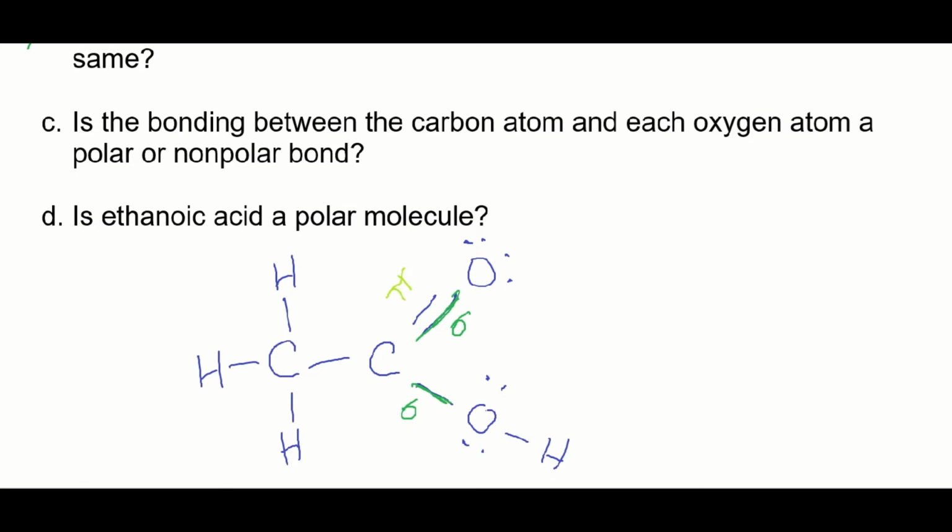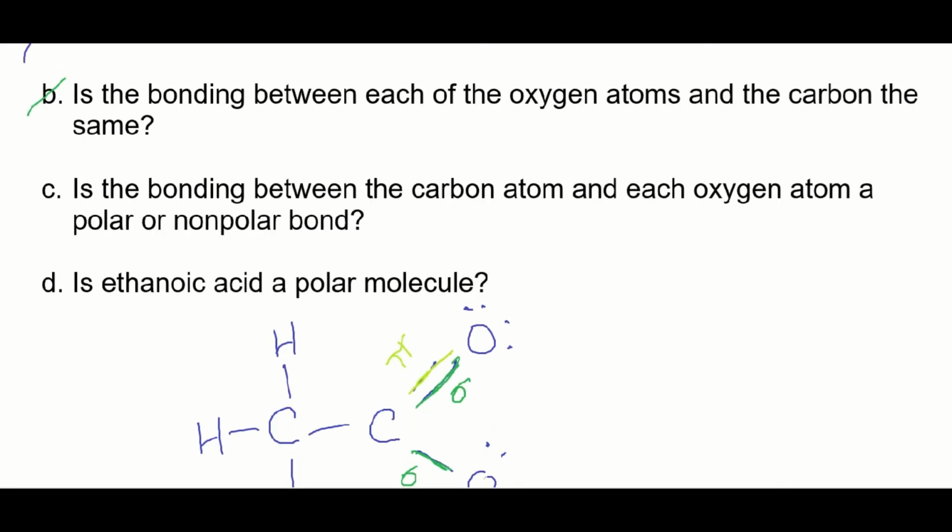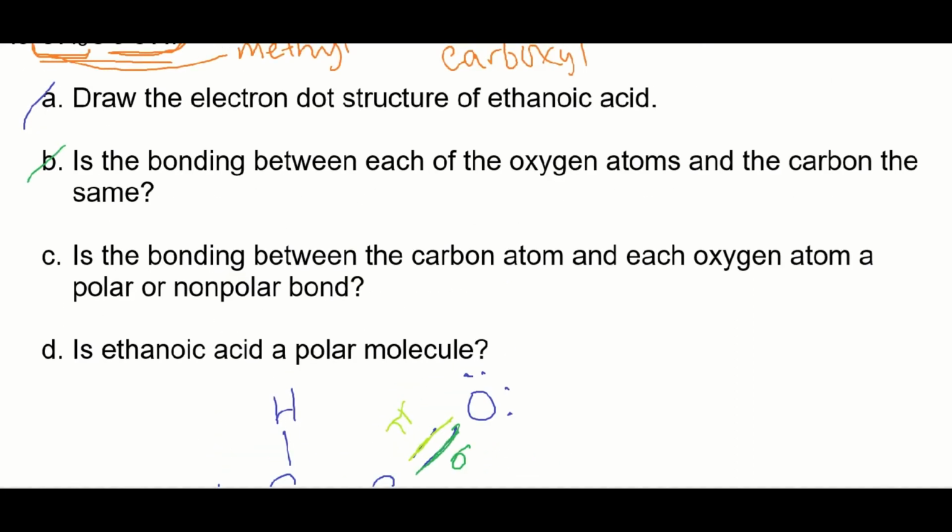That's from the side-to-side overlap of the unhybridized p orbitals. To answer that simply, you could say one of the bonds is a single and the other one is a double bond, or you can just say no because it's a yes or no question.